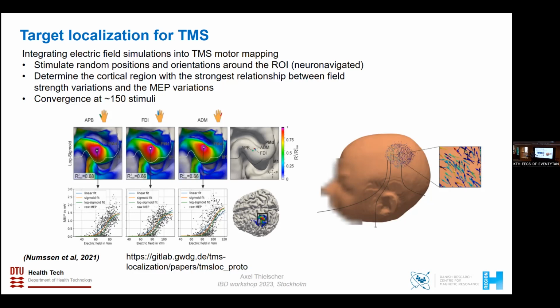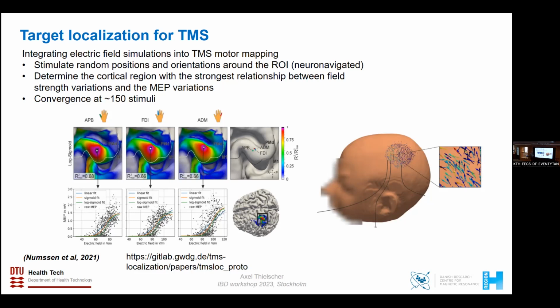And where you then would see this is basically a position where it worked best, where you have a nice link between the electric field and the MEP on this side, right? And it's then leveling off when you go away. That also tells you something about the focality of your stimulation. You not only learn where you stimulate most likely, you also learn something about those response relationships at the same time, which is also a nice thing.